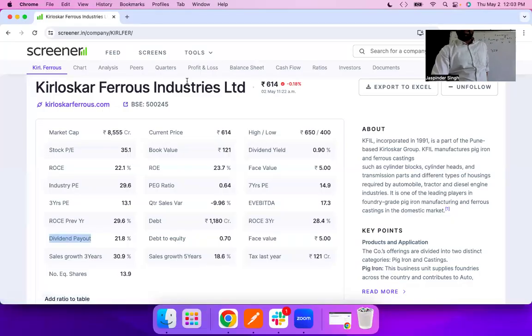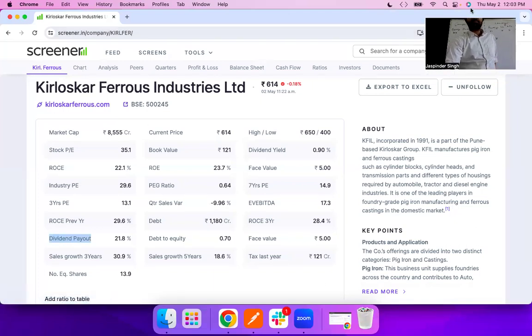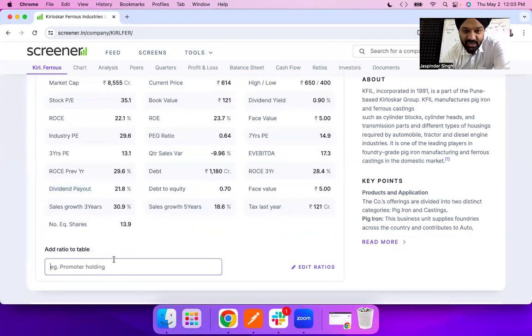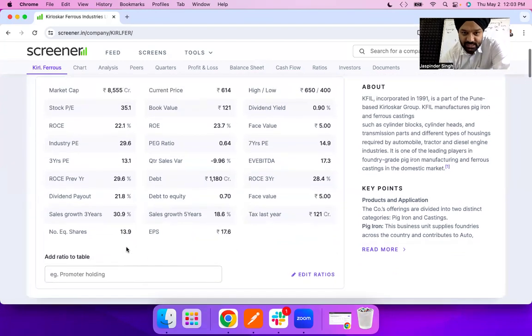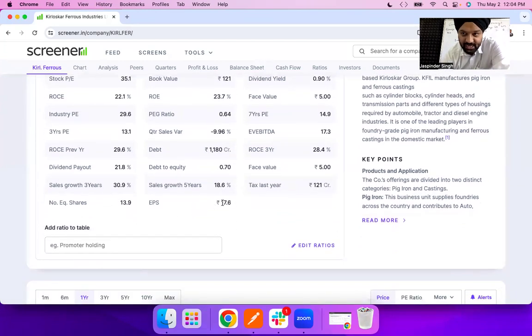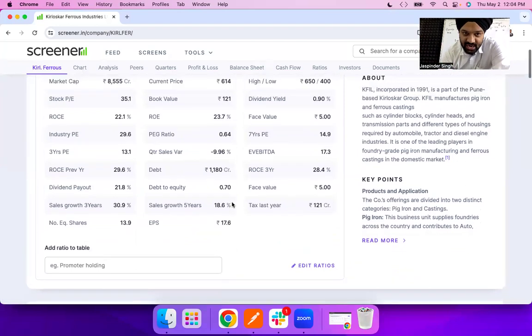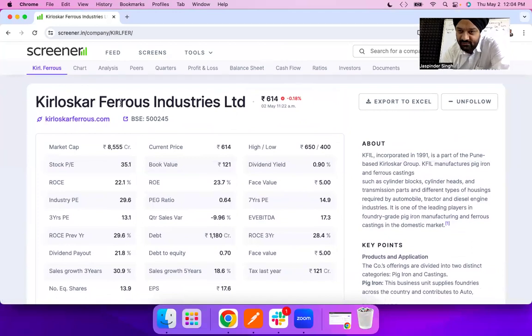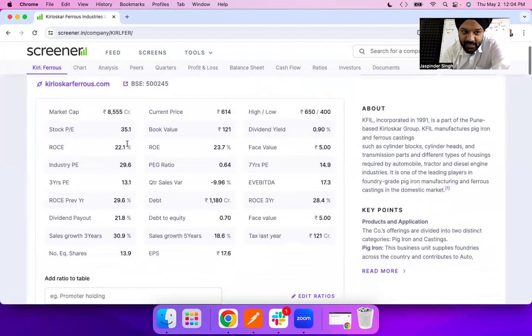For example, this is screener.in. You go and put the company name, and then you can have different ratios over here. If you want to add a ratio, for example, earnings per share, EPS, then you can add the EPS over here. And the EPS will start showing that it is 17.6 rupees per share earnings for this company, which is called Kirloskar Ferrous. All right. And then you can see what is the PE. Stock PE is 35.1.